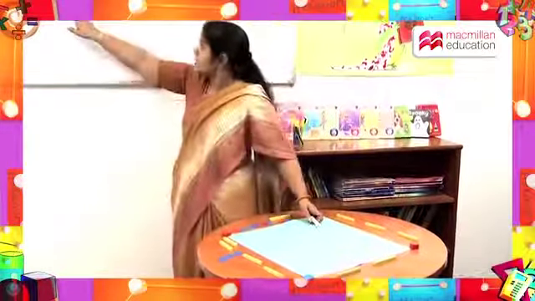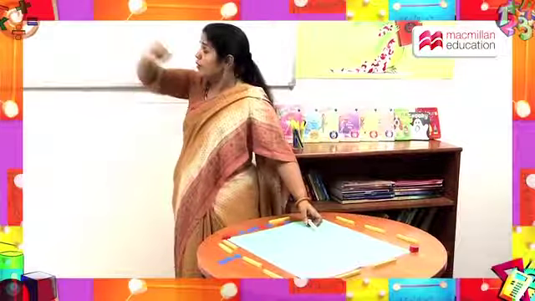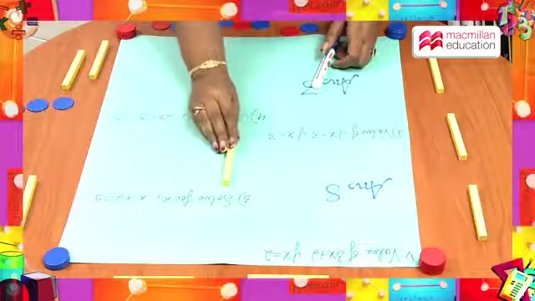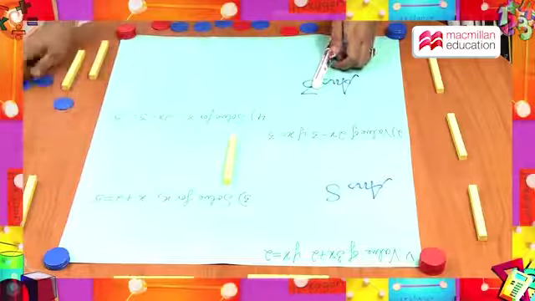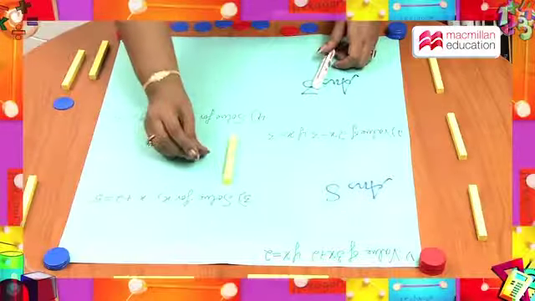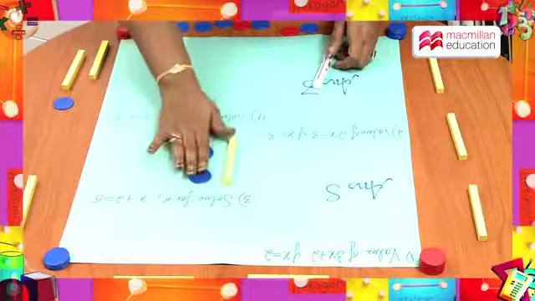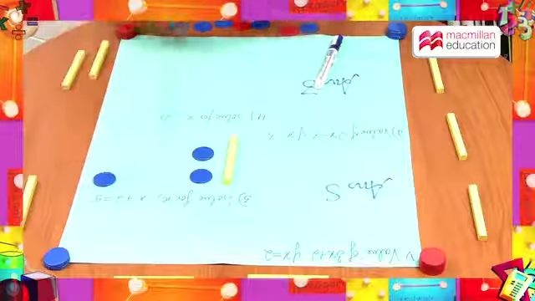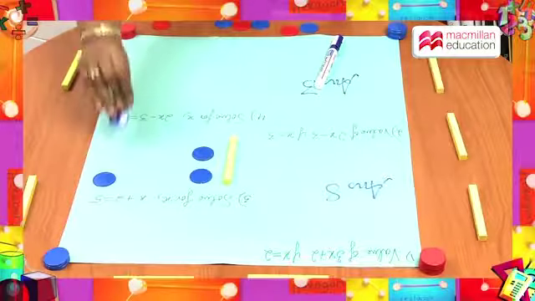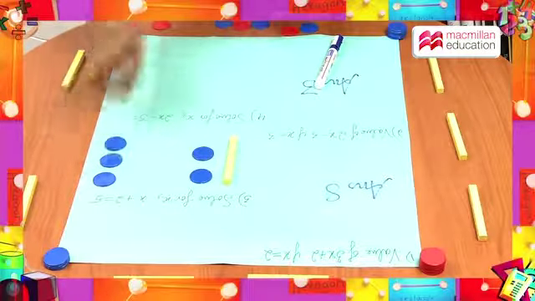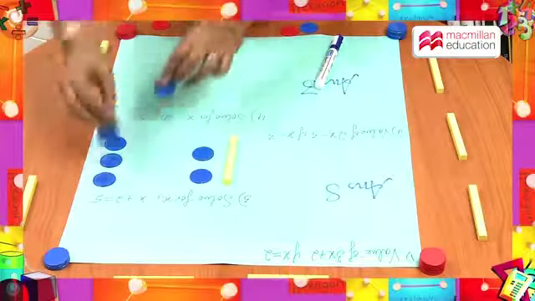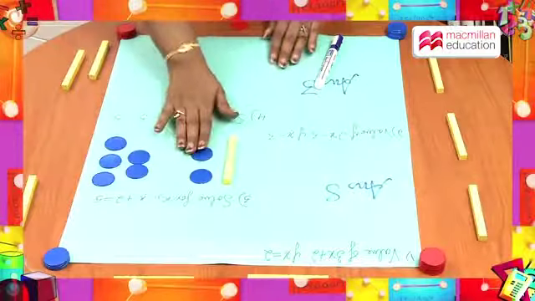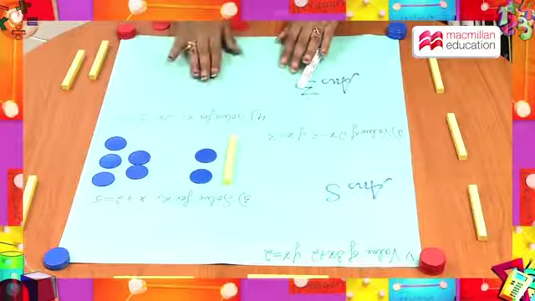My first equation is x plus 2 is equal to 5. Again we represent our x by this tile. These 2 blue counters will represent +2 and then I have +5 on the other side. So I will take 5 blue counters here. So now my equation is ready. x plus 2 is equal to 5.